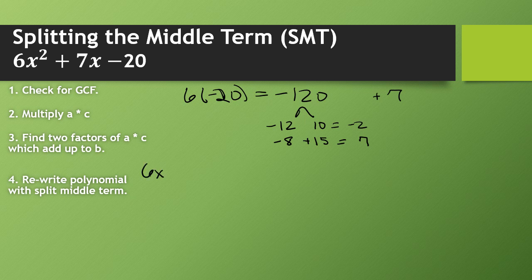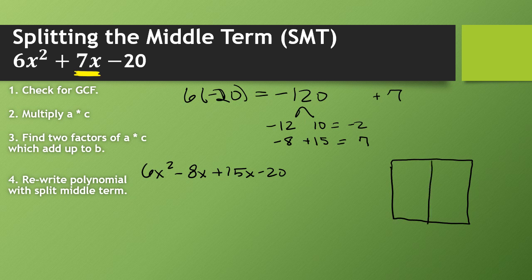I'll write it out like I'm going to group it first. So this is a 6x squared. This is called splitting the middle term. I do not care which comes first, the negative 8x or the 15x. But negative 8x plus 15x gives us negative 7x. So I am just really rewriting the polynomial, making it look a little bit different, but it has the same value. If you choose to do the box method, you would put the 4 terms in a 2 by 2 box. So you would have 6x squared minus 8x plus 15x minus 20.